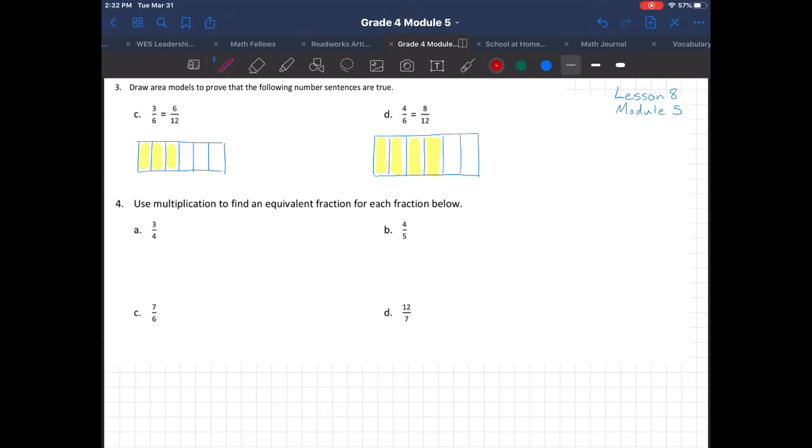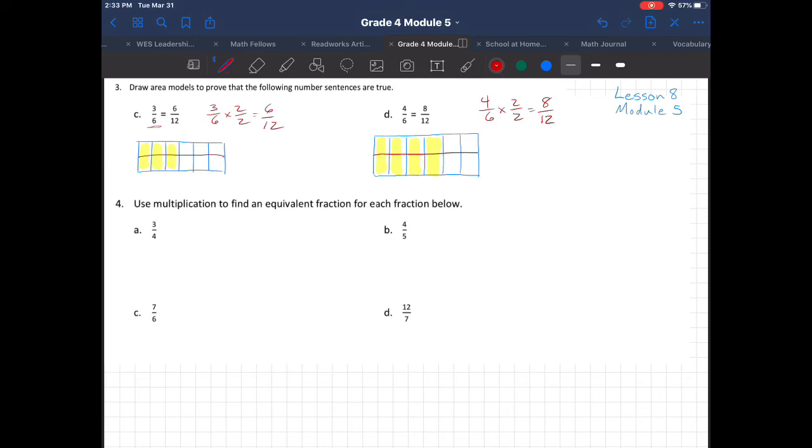We are just continuing. This is still number 3. We just have C and D still to do. So 3/6 right here, I already drew it. I have to make it be 6/12. 12 would be twice as many pieces as 6ths. 3/6 times 2 over 2 equals 6/12ths. And 4/6 equals 8/12ths. Again, it looks like we are just doubling the number of pieces. 4/6 times 2 over 2 equals 8/12ths, which matches the picture.